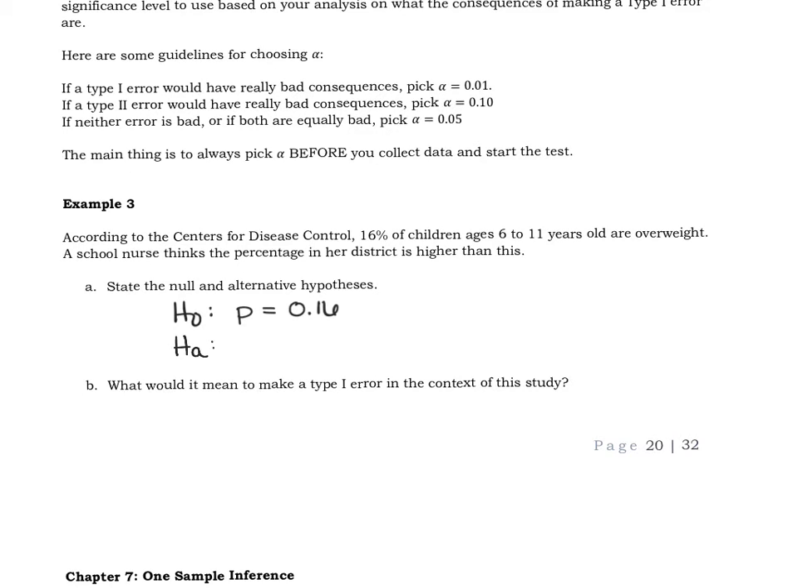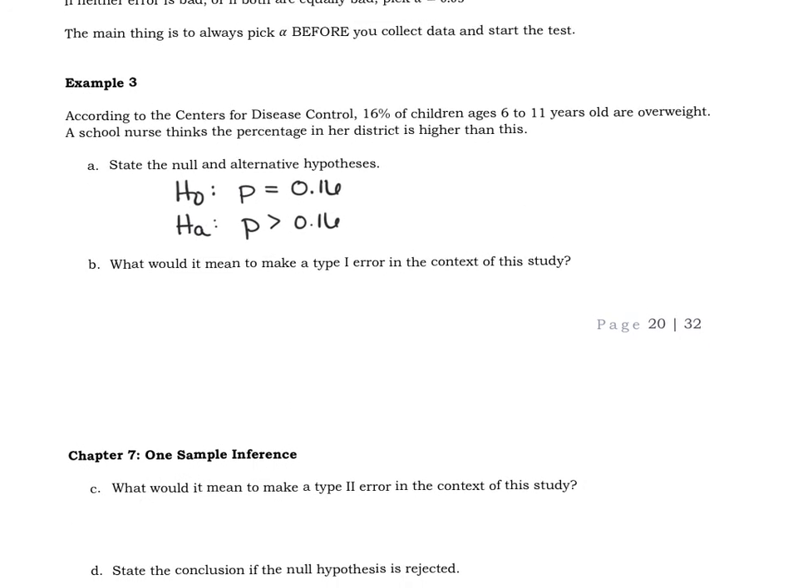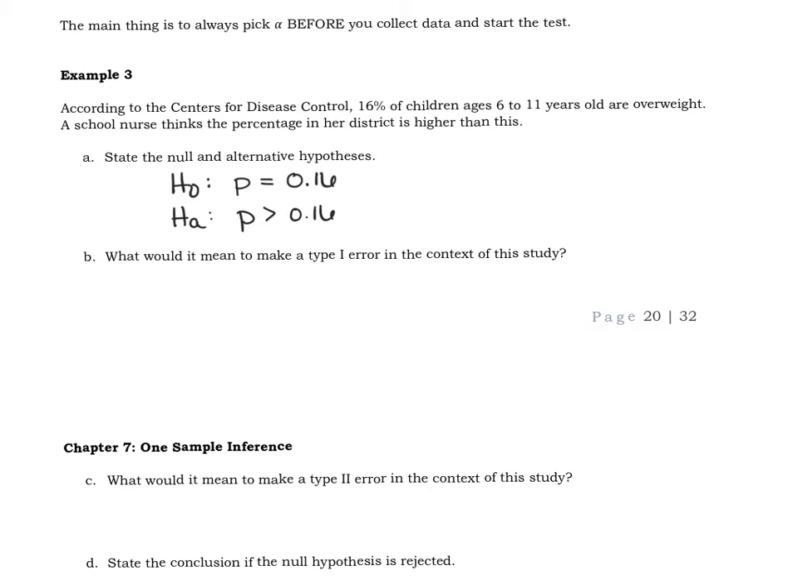So the school nurse's alternative hypothesis is that the percentage or the proportion is greater than 0.16. If you do want to write that as 16%, by the way, that is perfectly acceptable, not to put that in decimal form. So what would it mean to make a type 1 error?